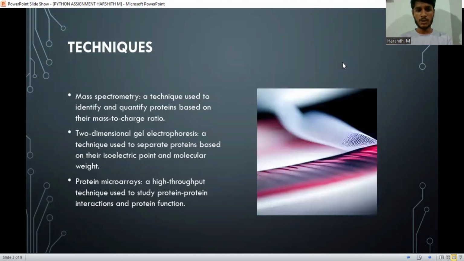The techniques used in proteomics: mass spectrometry, two-dimensional gel electrophoresis, protein microarrays. Mass spectrometry, a technique used to identify and quantify proteins based on their mass to charge ratio. Two-dimensional gel electrophoresis, a technique used to separate proteins based on their isoelectric point and molecular weight. Protein microarrays, a high throughput technique used to study protein-protein interactions and protein functions.